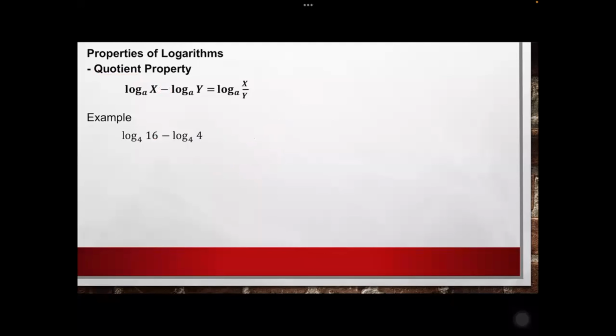Next example, we have here the logarithm of 16 minus logarithm of 4 with base of 4. Or anyone would like to answer? This is 4. Tapos 16 over 4. Yes, Borromeo. 4 po. So, the answer is also 4. Okay na? So, magkaroon dyan ng logarithm of 4. Then, 16 over 4. 16 divided by 4, the answer is 4. Then, pares lang. Okay na?